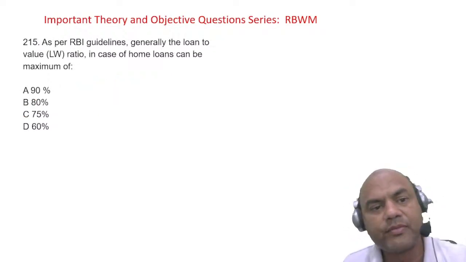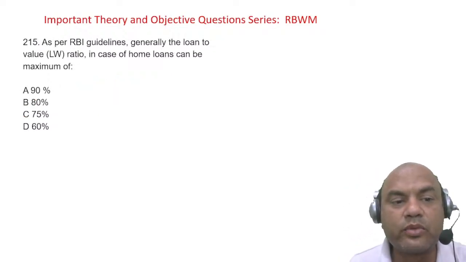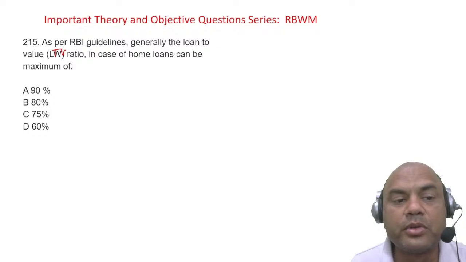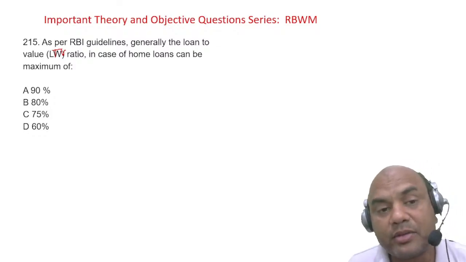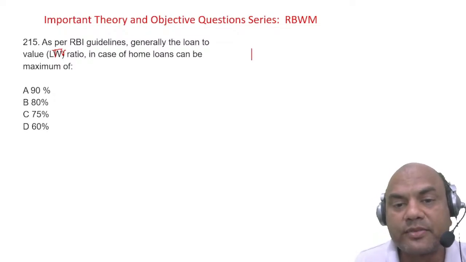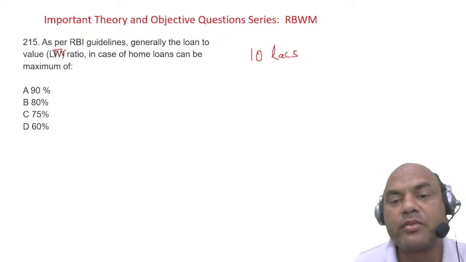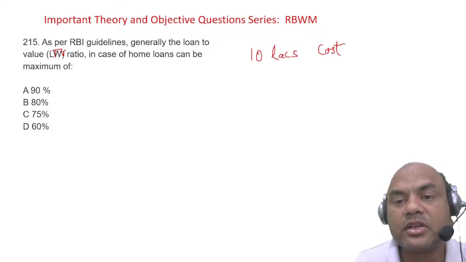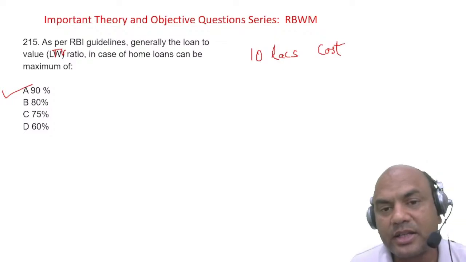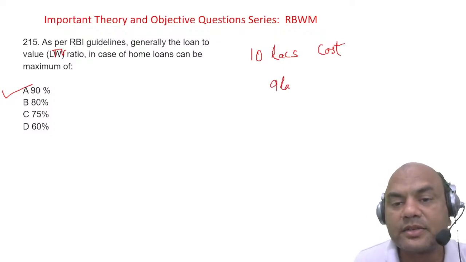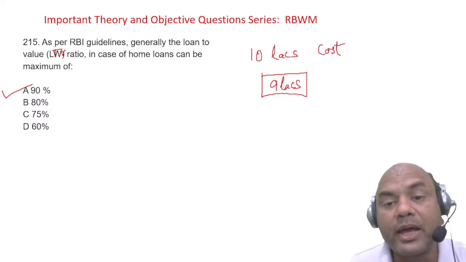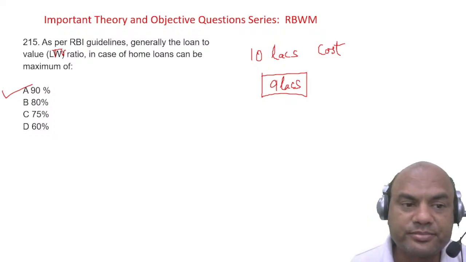As per the RBI guideline, generally the loan to value ratio, LTV we call it, in case of home loans, can be a maximum of 90%. If the cost of the house is 10 lakhs, how much loan can you give me? Generally it is 90%, means you can give me the loan up to 9 lakhs. Of course, depending on my financials, it's not that you have to give me 9 lakhs. Maximum you can give is 9 lakhs.